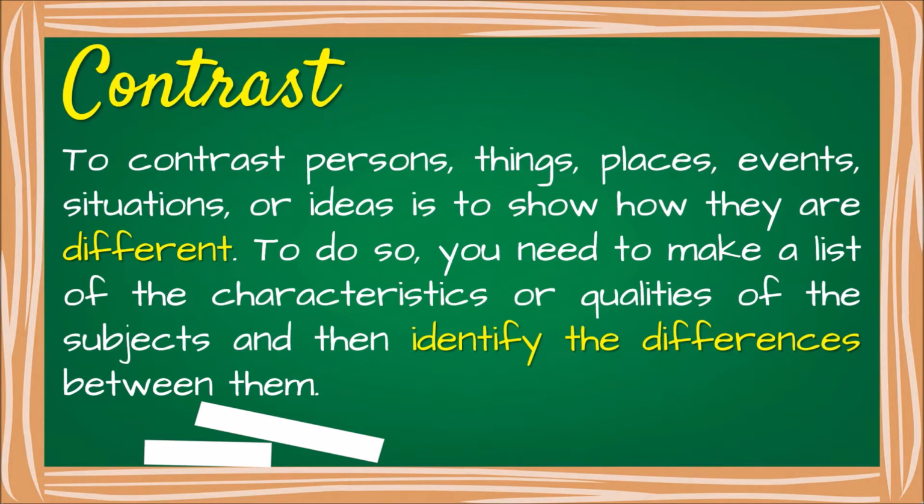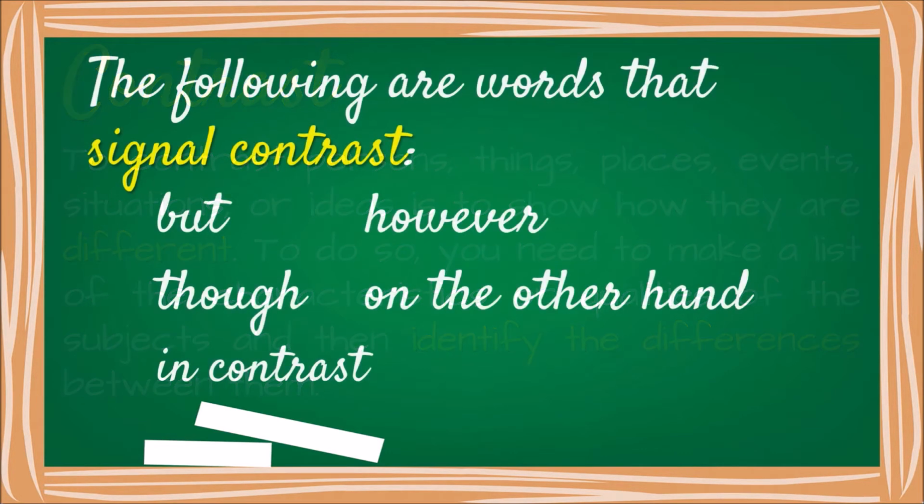Contrast. To contrast persons, things, places, events, situations, or ideas is to show how they are different. To do so, you need to make a list of the characteristics or qualities of the subjects and then identify the differences between them. The following words are words that signal contrast: but, however, though, on the other hand, in contrast.